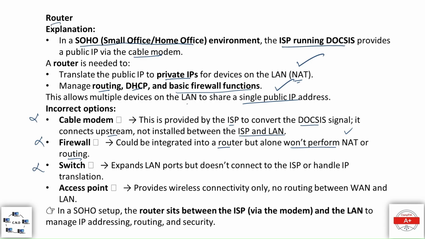Switch expands LAN ports but does not connect to the ISP or handle IP translation. And access point provides wireless connectivity only, no routing between WAN and LAN. So in a SOHO setup, the router sits between the ISP via the modem and the LAN to manage IP addressing, routing, as well as security.